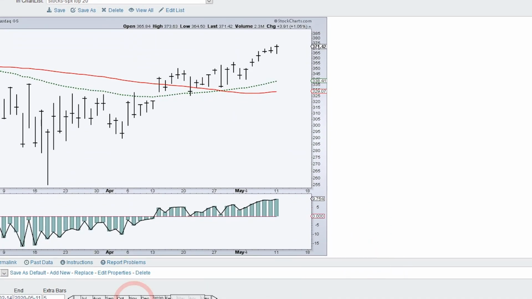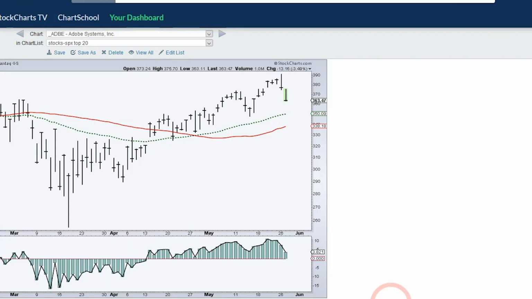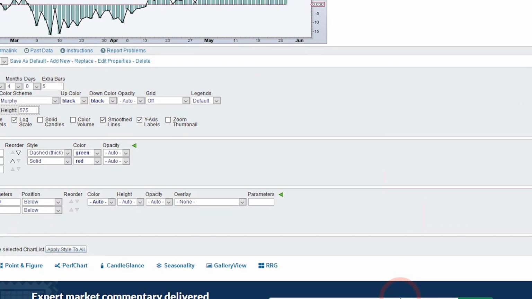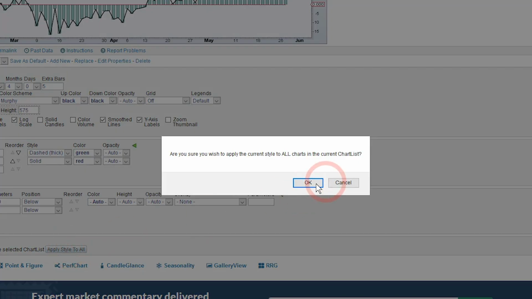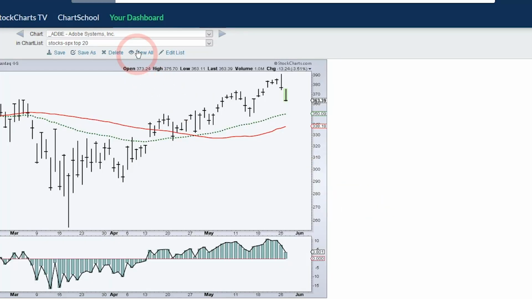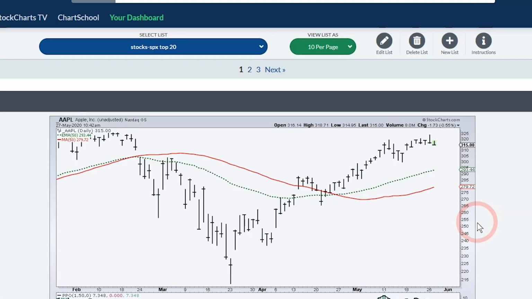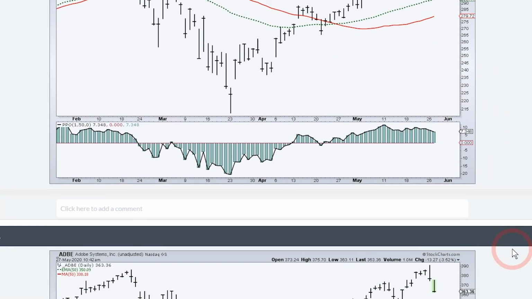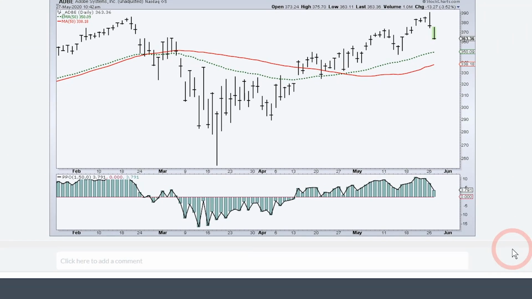So I've just opened this chart now, and I'm going to select a time frame, and I will pick 4 months, and I will click Update. And then I'm going to go to the bottom, and once I've got the way I like it, I click Apply Style to All. And it asks if I want to do that. I say OK, and then I say View All. And so now I've got all stocks updated until today.